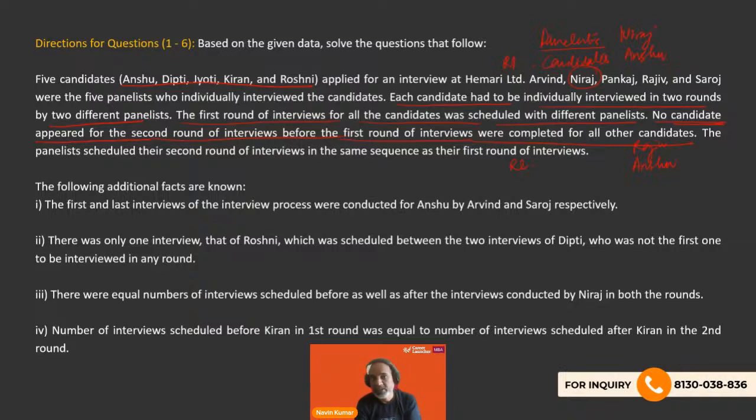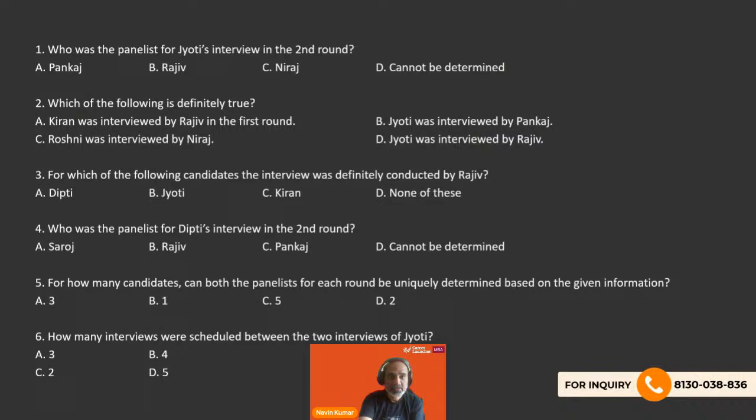And then we have got some additional facts. Let's look at the questions. So, like I said earlier, there are 6 questions. Who was the panelist for Jyoti's interview in the second round? Which of the following is definitely true? For which of the following candidates the interview was definitely conducted by Rajiv? Who was the panelist for Dipti's interview in the second round? For how many candidates can both the panelists for each round be uniquely determined based on the given information? And how many interviews were scheduled between the 2 interviews of Jyoti?